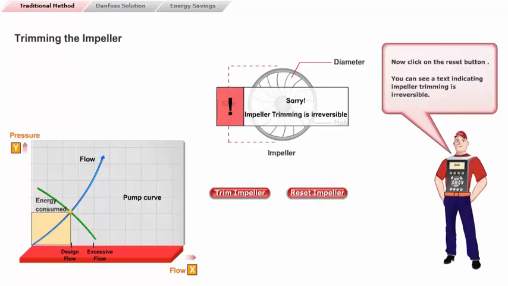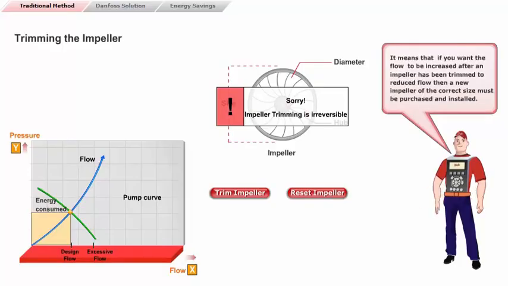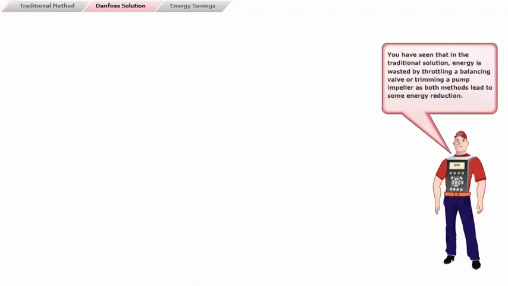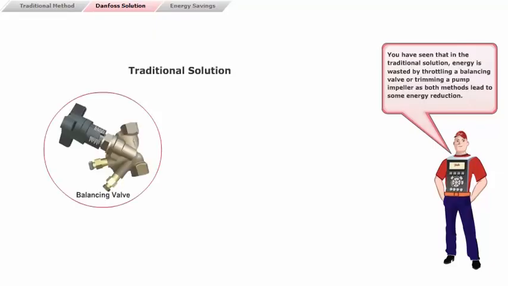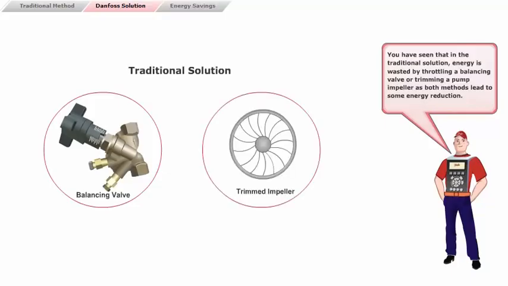You can see a text indicating impeller trimming is irreversible. It means that if you want the flow to be increased after an impeller has been trimmed to reduce flow, then a new impeller of the correct size must be purchased and installed. You have seen that, in the traditional solution, energy is wasted by throttling a balancing valve or trimming a pump impeller, as both methods lead to some energy loss.